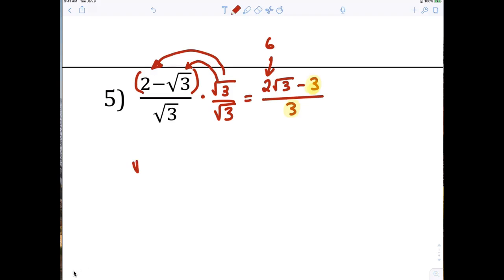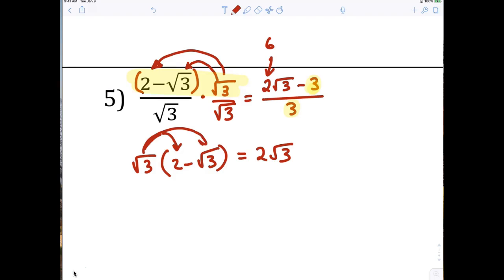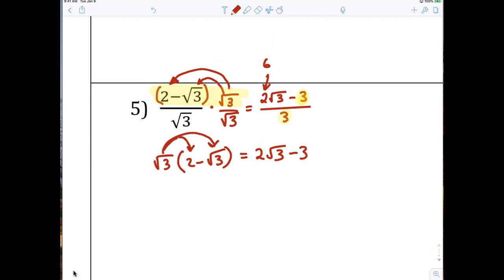Look, square root of 3 multiplied by 2 minus radical 3. That's what this is up here. Do you understand that? I'm just multiplying. So I'm multiplying this times this. What is that? 2 radical 3. And what is radical 3 times negative radical 3? Oh, okay. Okay, I understand. Thank you. All right, any questions with number 5?